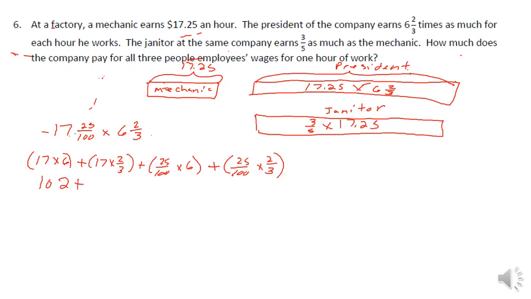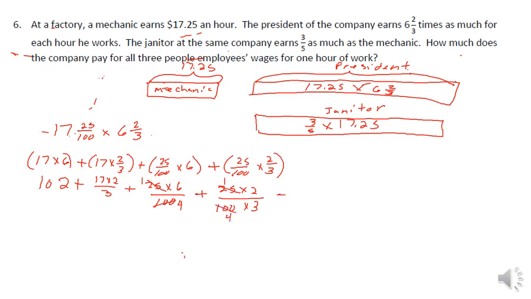Plus, this is going to end up at 17 times 2/3. Plus, this one we're going to end up with 25 times 6/100. Plus, this one we're going to have 25 times 2/100 times 3. I want to see if there's anything I can simplify before I do it. So I can see in the second one here, 25 goes into 25 one time, 25 goes into 100 four times. So that's simplified a bit. On this one, 25 goes in here 1 time, 25 goes into 100 four times.